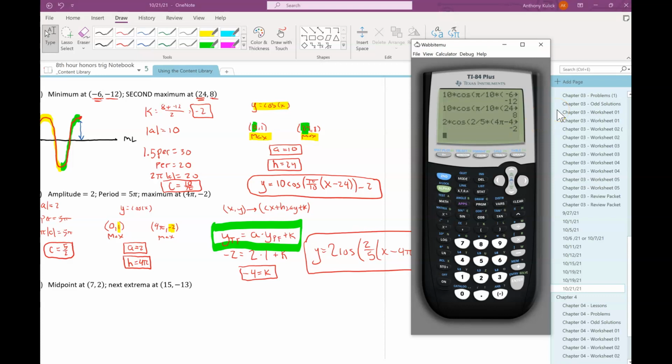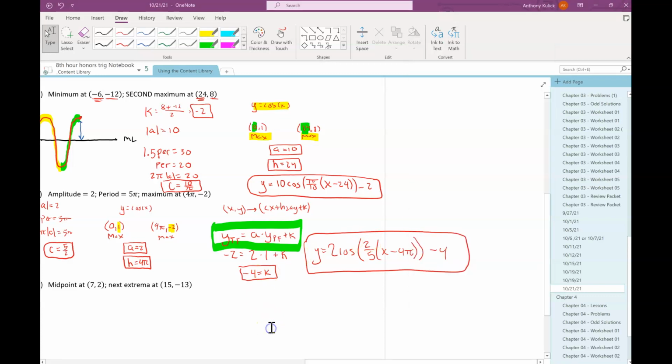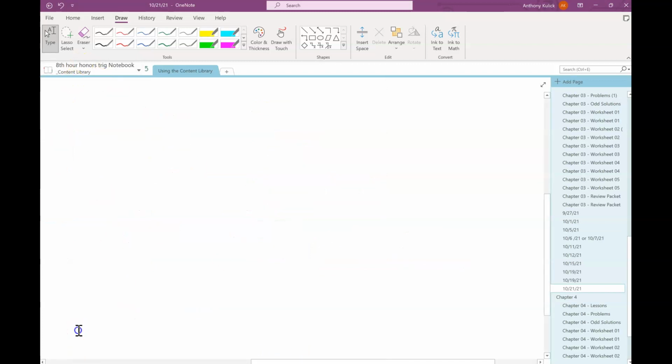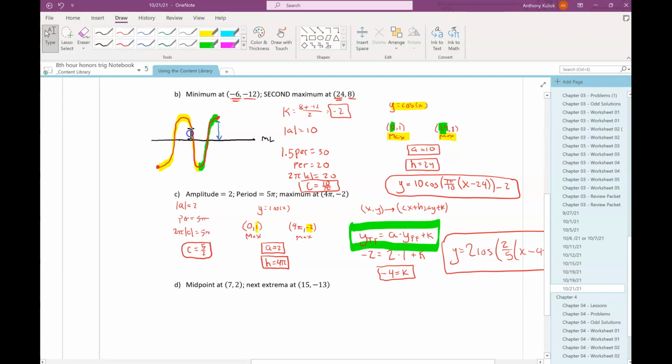Billy! Back over how you found the K. Yeah, so the K is just halfway between your minimum and your maximum. So I just found the median of -12 and 8, the number in the middle of those on the number line. The median is the same as taking the average, so I just did 8 plus -12 divided by 2.